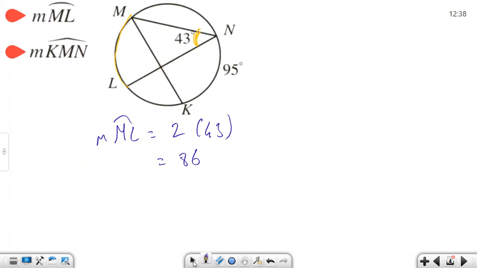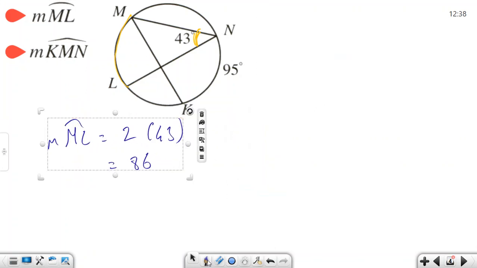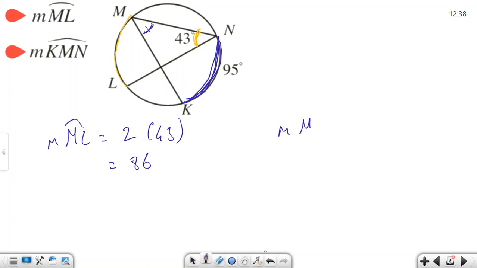That's the first one. We found the measure. What is the measure of KMN? That's the angle. As you see, the arc of this inscribed angle, let's show these arcs, is 95. So the measure of KMN, that's an angle, is equal to half of the arc, half of 95. That makes 47.5 degrees. I forgot the degrees, sorry. That's all. Half or double.